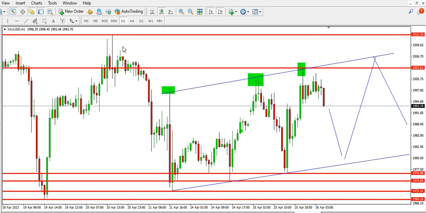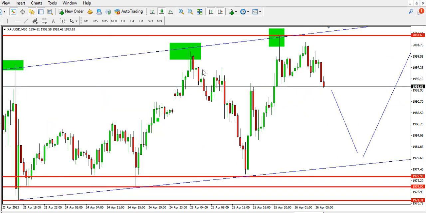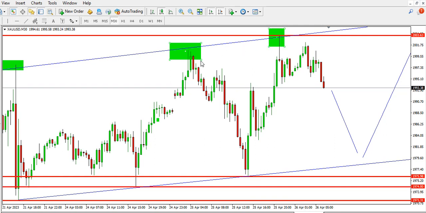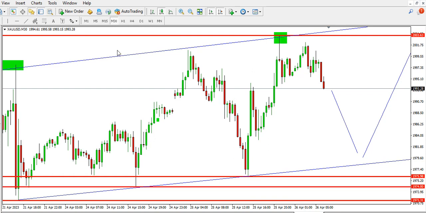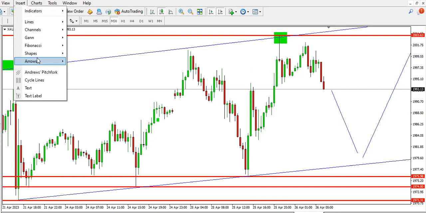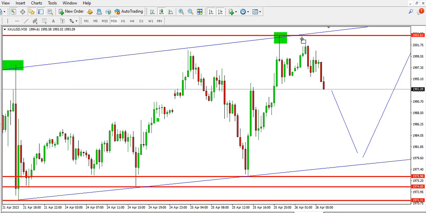All right, so on the 30-minute time frame we can see head and shoulders. We have a head and shoulders pattern playing out on the 30-minute time frame. How do I know it's head and shoulders? This is the left shoulder, this is the head, and this is the right shoulder.